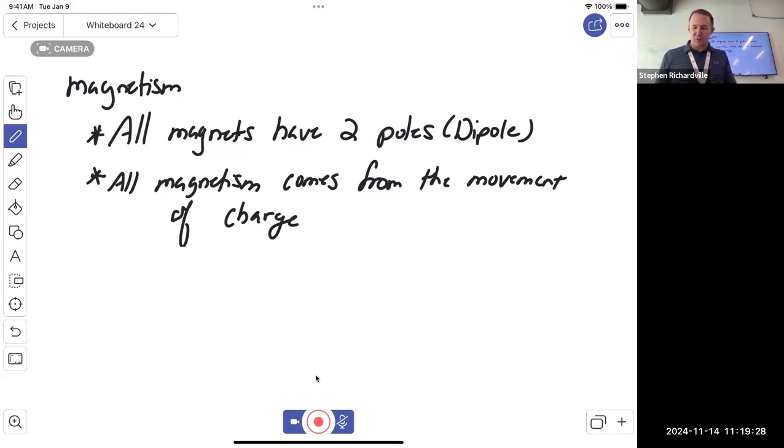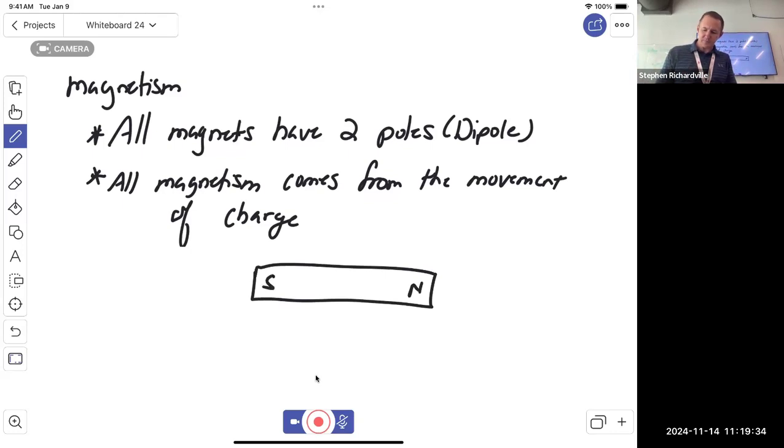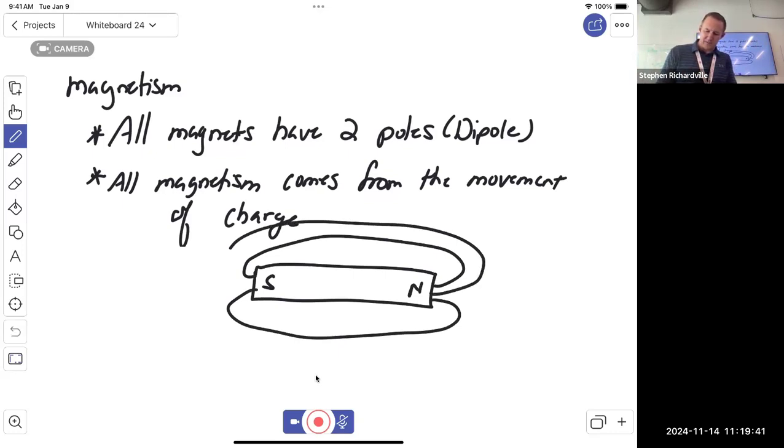Cool. All magnets have 2 poles. So the most basic magnet, a bar magnet, I'll start with, has a north and a south. Field lines go from north to south. This is called a dipole. Di means 2. There are no monopoles that we know of.